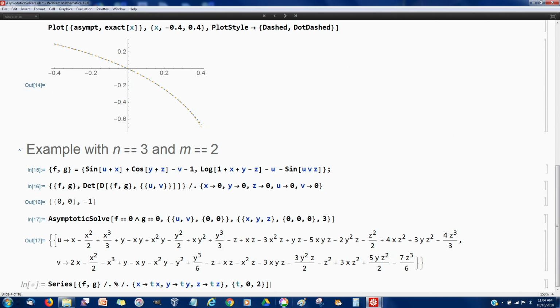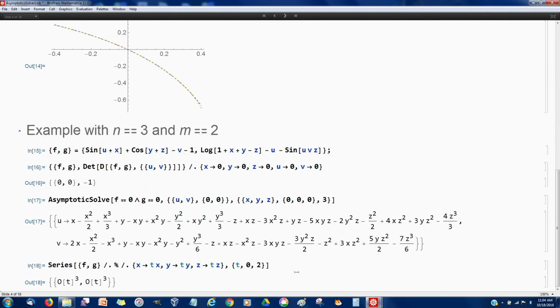Let's do this trick with substitution of a new variable t times each of the variables, since we don't have multivariate series in Mathematica right now. That's what we do to simulate multivariate series, and we can see that substituting the solution into the original equations gives us something which is of order t to the third power. We asked for the third-order solution here. So it indeed satisfies the equations. We cannot plot it, it would be five-dimensional.